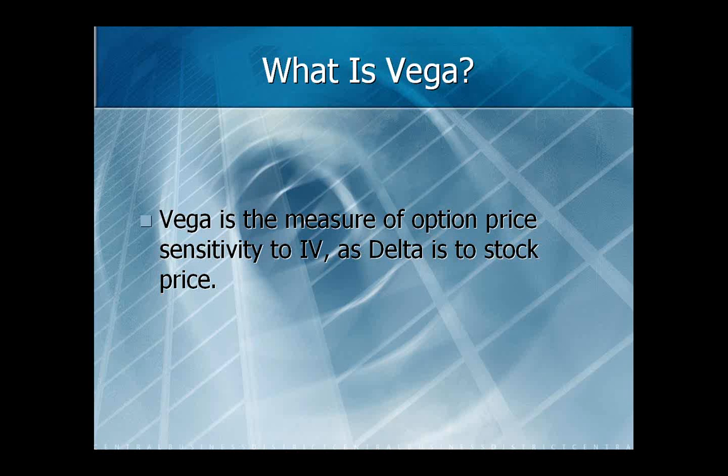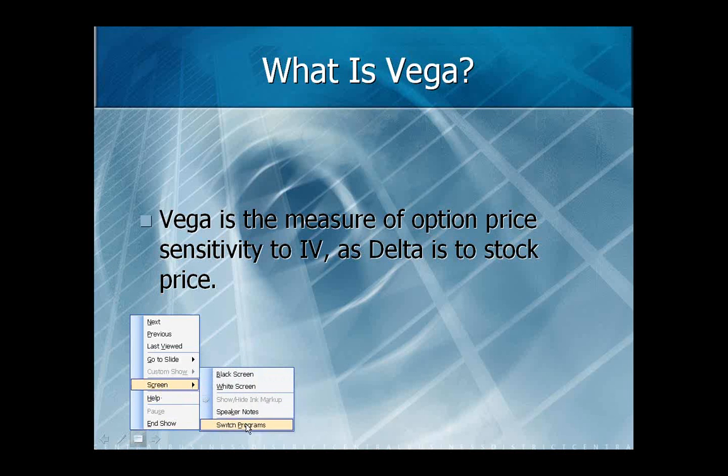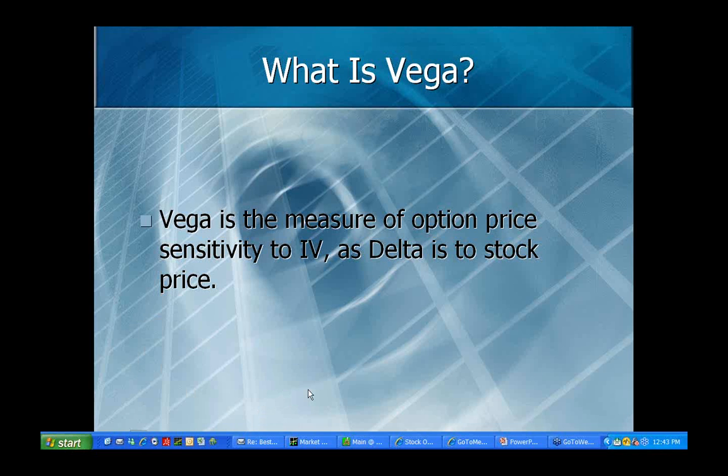Okay, it works the same way, but they're each measuring something different. Vega is measuring the price movement on the implied volatility. Delta is measuring the price movement of the stock. So let's go look and pick up an option chain and look at the Vega and Delta.